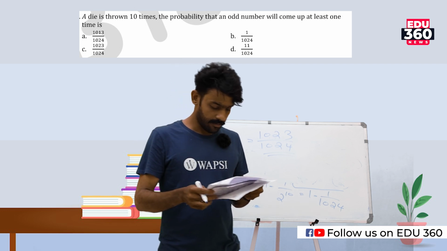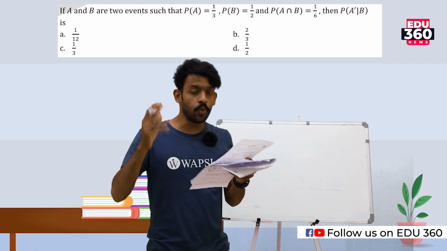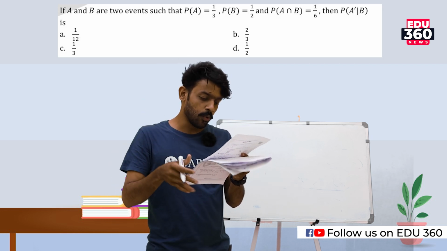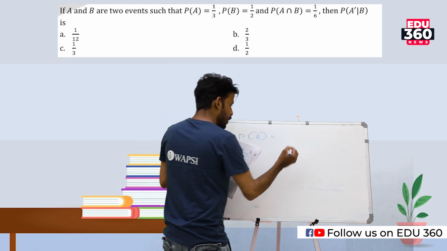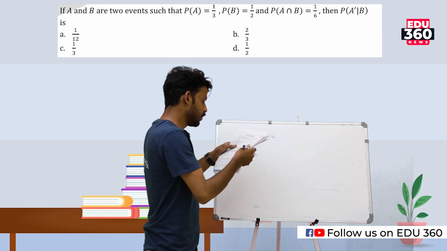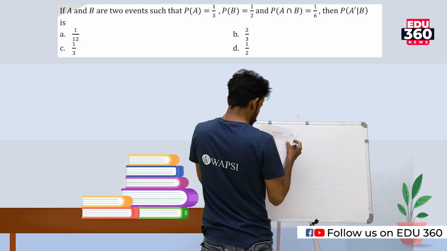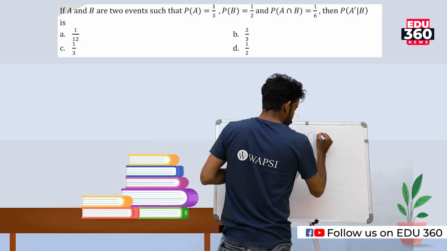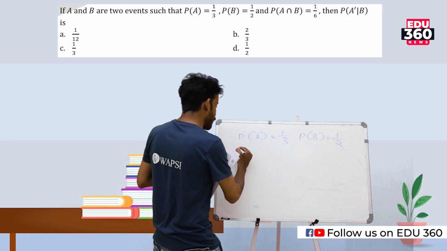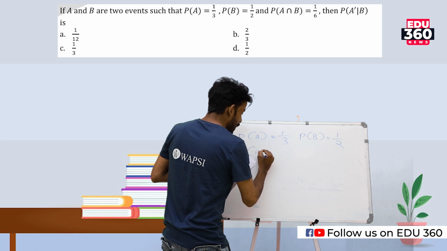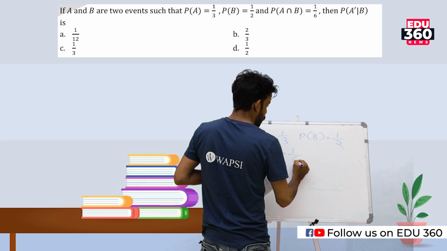Okay. So the second question is given that A and B are two events such that P of A is equal to 1 by 3 and P of B is equal to 1 by 2 and P of A intersection B is equal to 1 by 6.